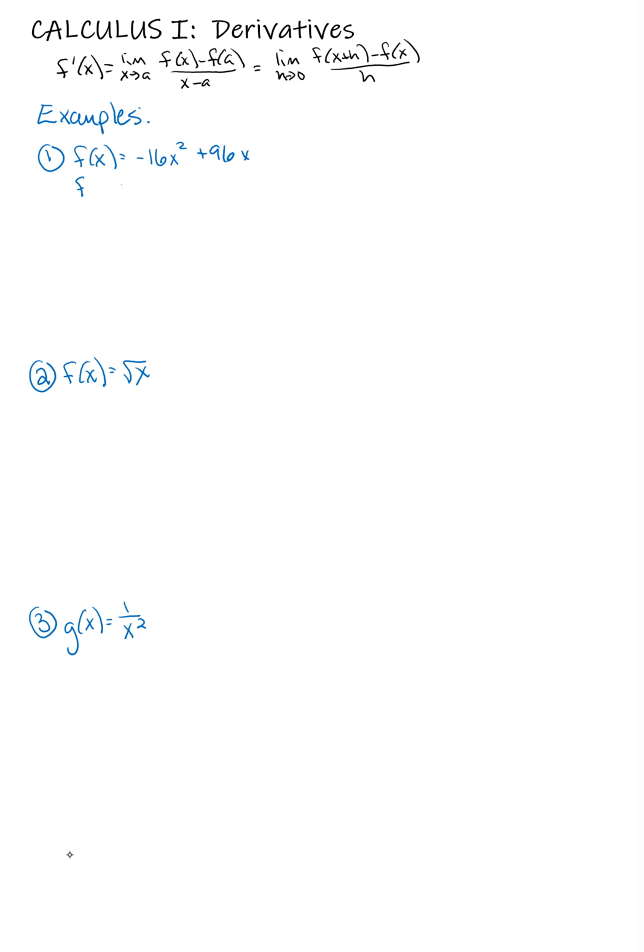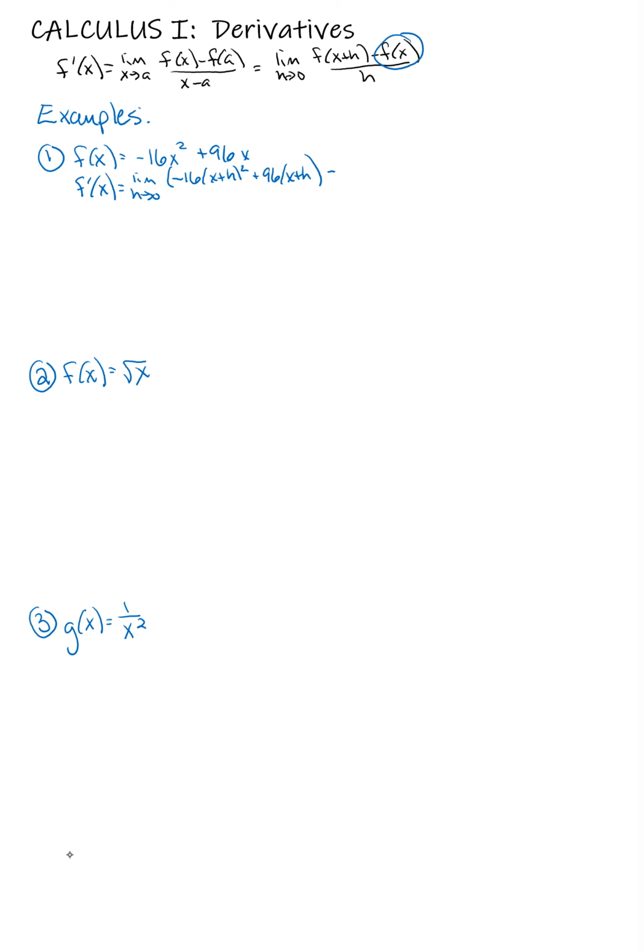So f prime of x is the limit as h approaches 0 of, I'm going to start with in the numerator f of x plus h. So all I'm going to do is every time I see an x, I'm going to write x plus h. So that's negative 16 times x plus h, quantity squared, plus 96 times x plus h. That's the first bit. Then after that, I have a minus sign.